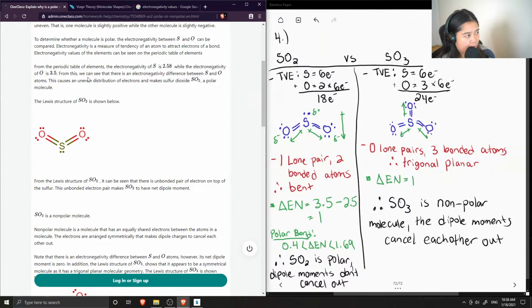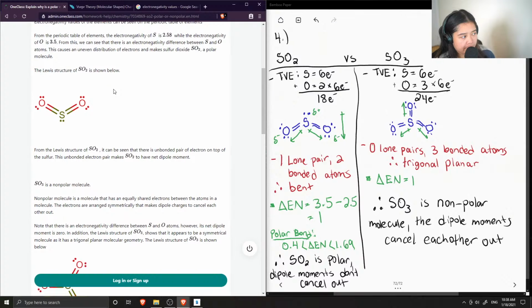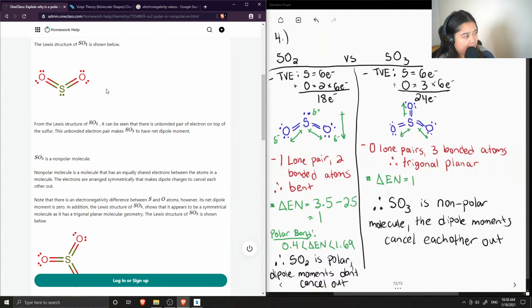So from this, we can see that there's an electronegativity difference between the sulfur and oxygen atoms. That's greater than 0.4. So this causes an uneven distribution of electrons and makes sulfur dioxide a polar molecule. The Lewis structure of SO2 is shown below. Okay, so they got the same structure, and it can be seen that there's an unbonded pair of electrons on top of the sulfur. This makes SO2 have a net dipole moment.